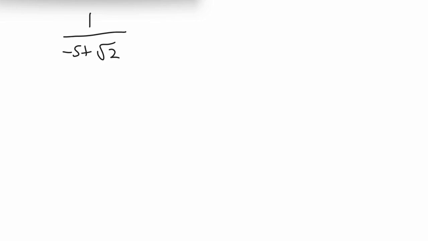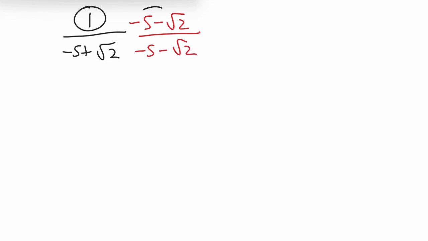So again, on this problem, you want to multiply by the conjugate. You might think that the conjugate on this one would be 5 minus root 2, but you're going to leave the negative 5 as a negative. The only thing you're going to change is you're going to change that to a minus. So we're going to multiply by negative 5 minus root 2 over negative 5 minus root 2. So 1 times this is just going to be negative 5 minus root 2.